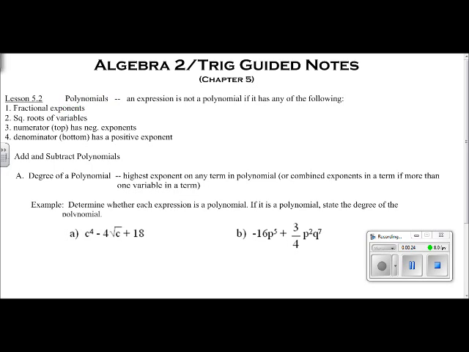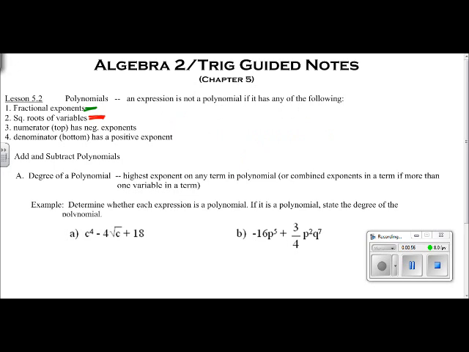Now, things that a polynomial is not is anytime that an expression has fractional exponents, such as x to the 1/2 or y to the 1/3. These are not polynomials. So we need to watch out for that as well. Anytime that there are square roots of variables, like the square root of x or 3 square roots of y, these are not polynomials because they have those square roots of the variables inside there.